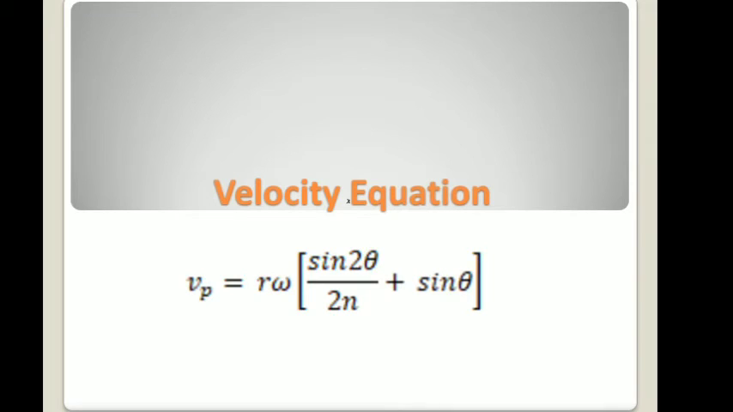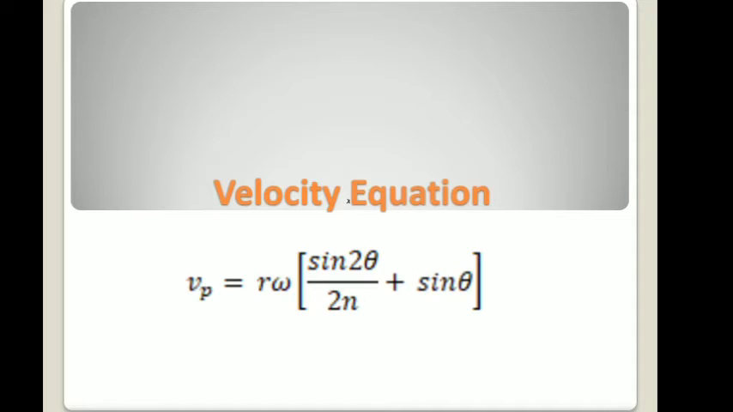Today my topic is about the analysis of linear acceleration of piston moving in a single slider crank mechanism. Let's move towards our topic. For deriving the equation of linear acceleration of piston moving in a single slider crank mechanism, we need the velocity equation of piston moving in the single slider crank mechanism.